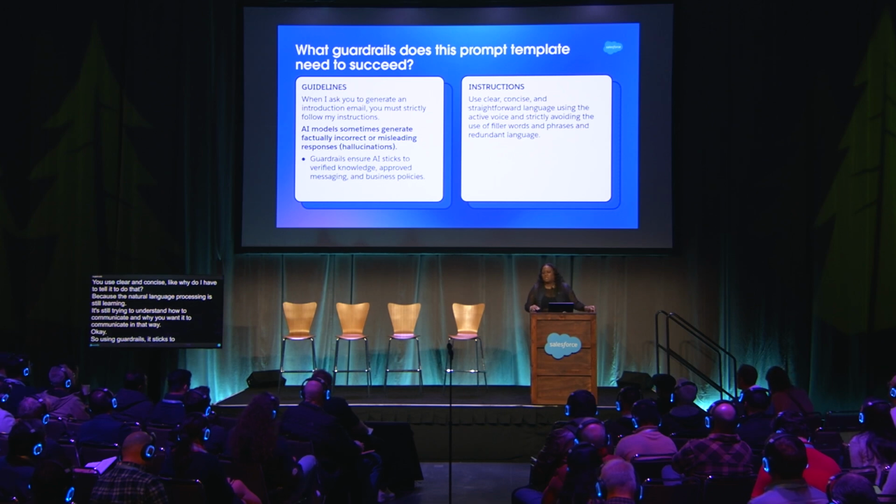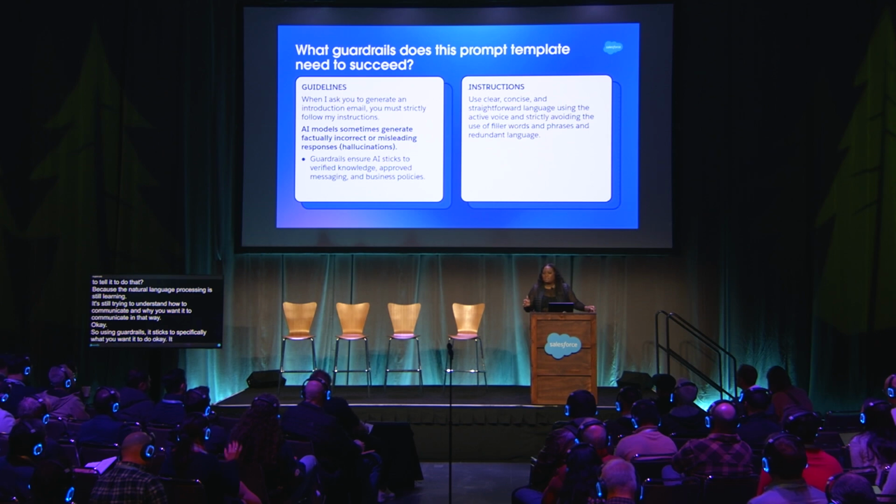Because the natural language processing, it's still learning. It's still trying to understand how to communicate and why you want it to communicate in that way. Okay? So using guardrails, it sticks to specifically what you want it to do. It won't go outside of that unless you give it instructions or prompt it to.